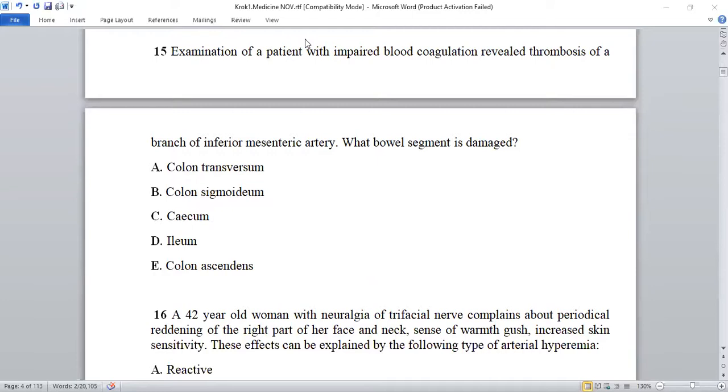Does anybody have any question? All right, so please let's move on. I want to read this question. Read it. It is simple for me. Examination of a patient.